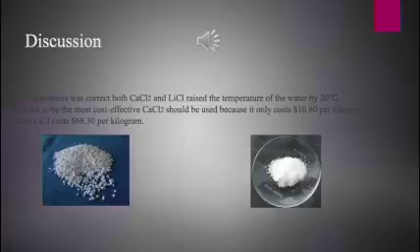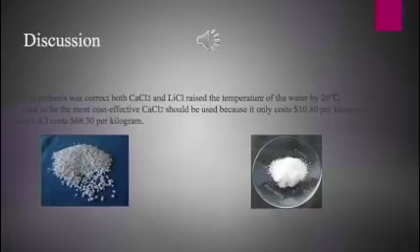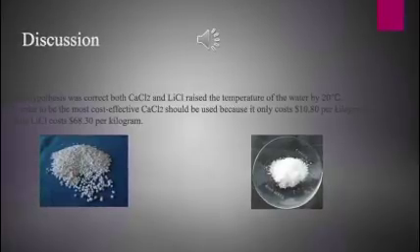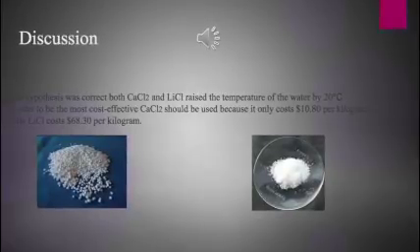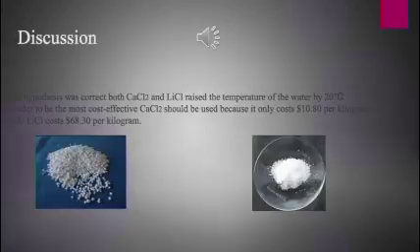Calcium chloride was the third least expensive solid listed, and also the second most effective solid, whereas lithium chloride was the most expensive solid by nearly $40.